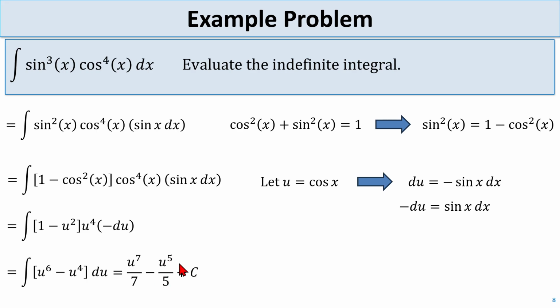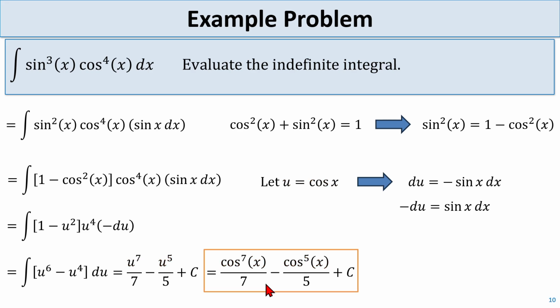And the last thing that we need to do, as usual with a method of substitution problem, is go back to our original variables. So u was cosine of x. Now it's time to replace these u's with cosine of x. That leads to this last expression, which is indeed our final answer.